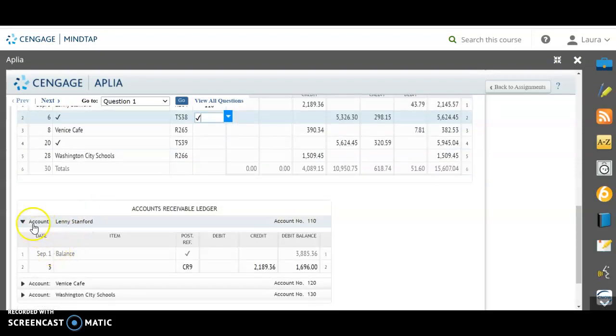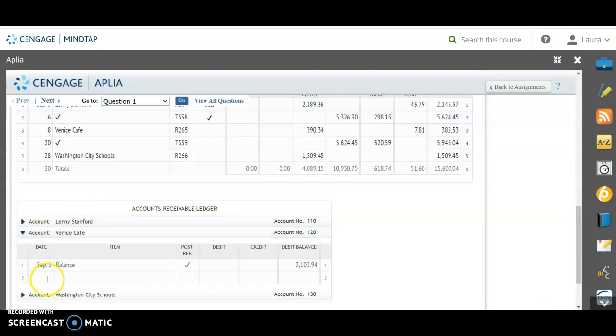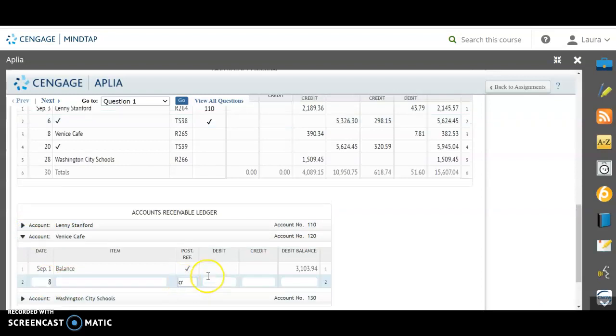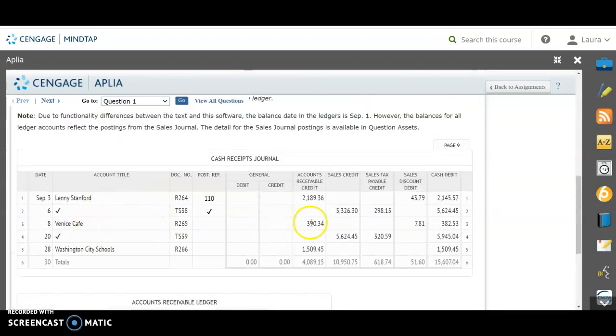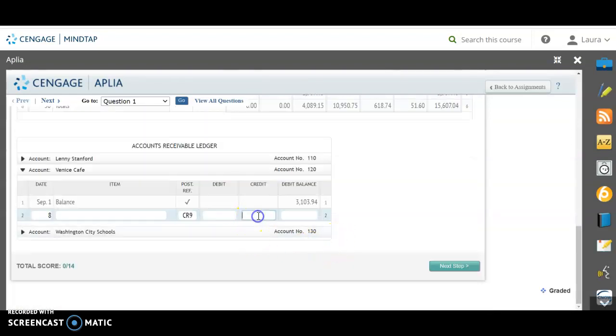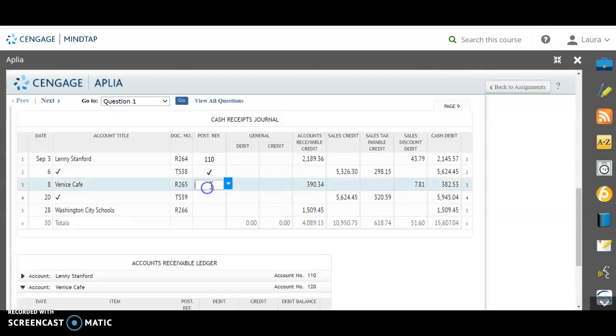So the next one we're going to open up is Venice Cafe. And it's the 8th, CR number 9. And for Venice Cafe, we have $390.34. Credit entry, debit balance, so we must subtract to get the new balance that Venice Cafe will owe us. And that comes out to $2713.60. And put the 120 to show that you posted it.